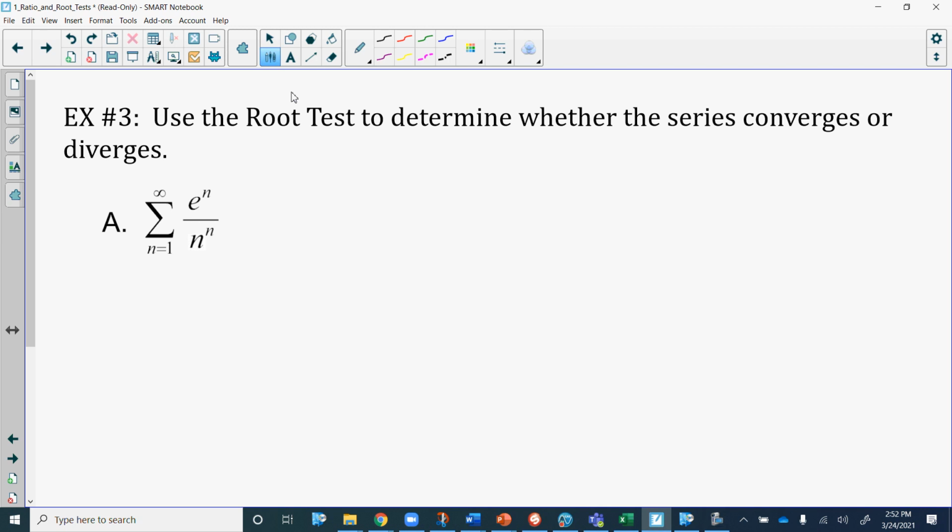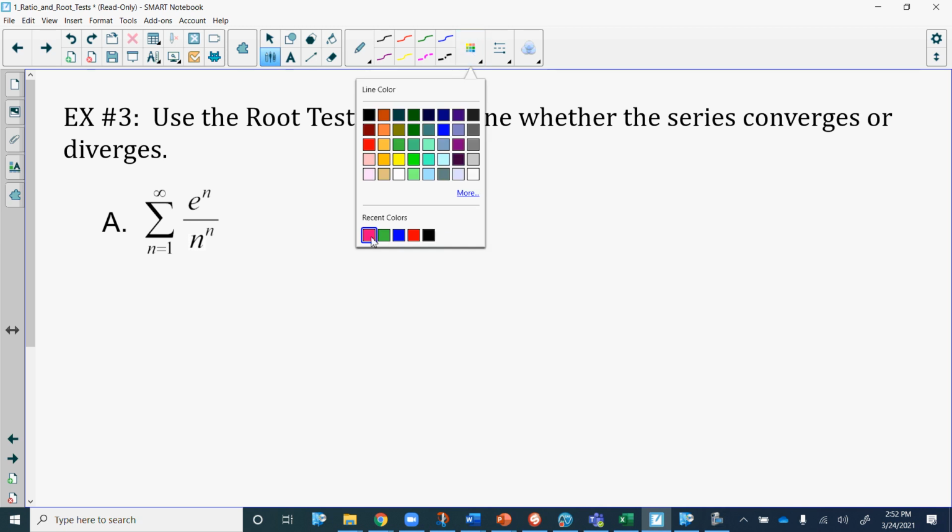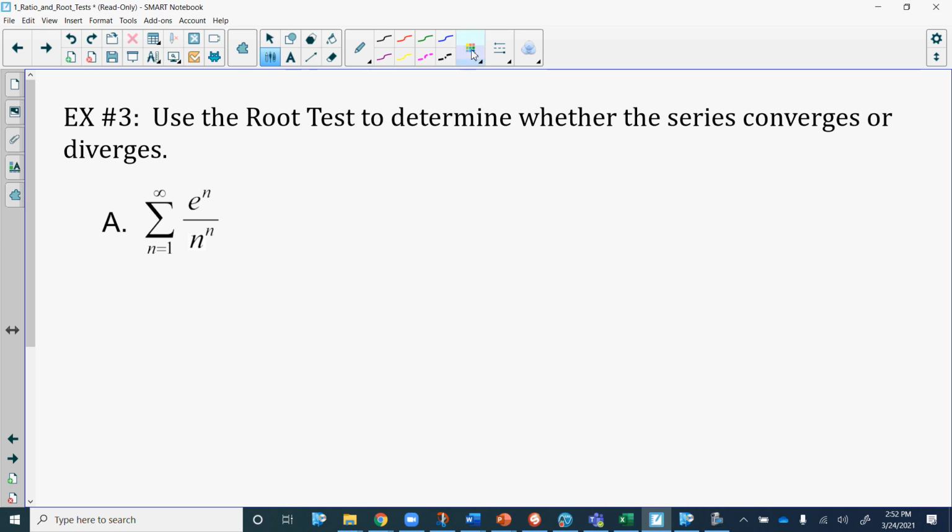So here, let me change from my black color. We'll go back to this pinkish magenta color. What I'm going to do is say the limit as n approaches infinity of the nth root of the expression that we have. Technically it should be an absolute value, so we'll put an absolute value of e to the power of n over n to the power of n.